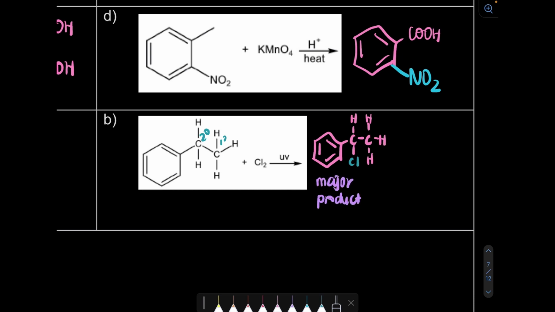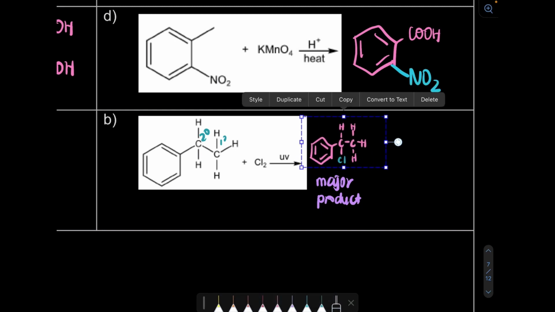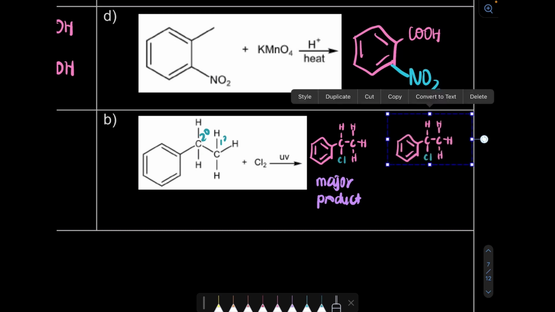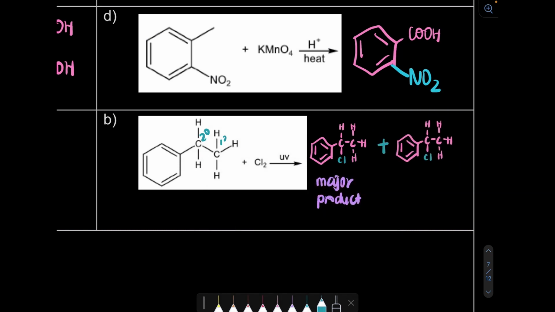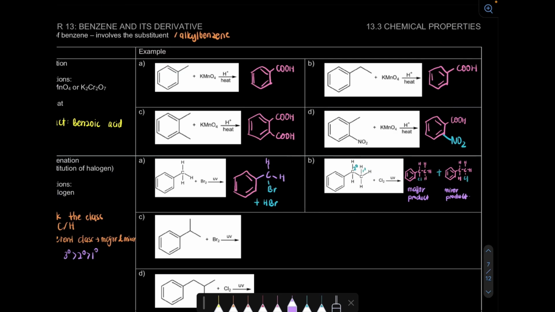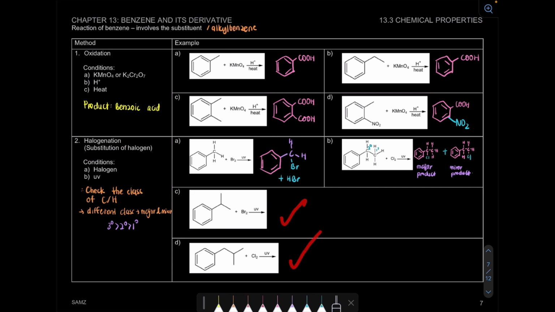And then don't forget, because we have 2 different products, major and minor, we have to write down both, plus the minor product. So the minor product is if we substitute Cl on the primary carbon, or the primary hydrogen itself. So I'm going to label it minor product. Okay, question C and D, you should try yourself.